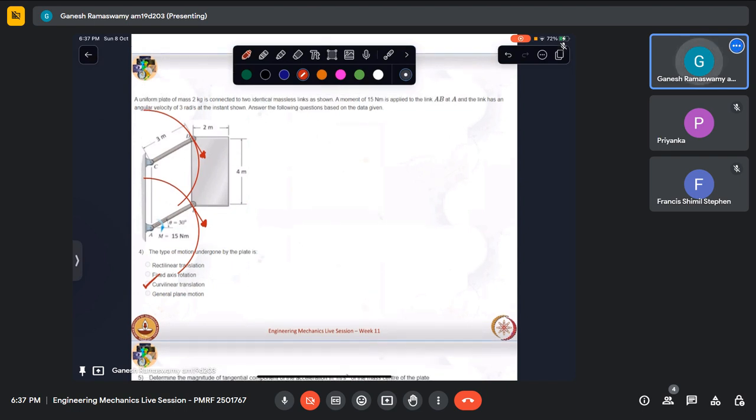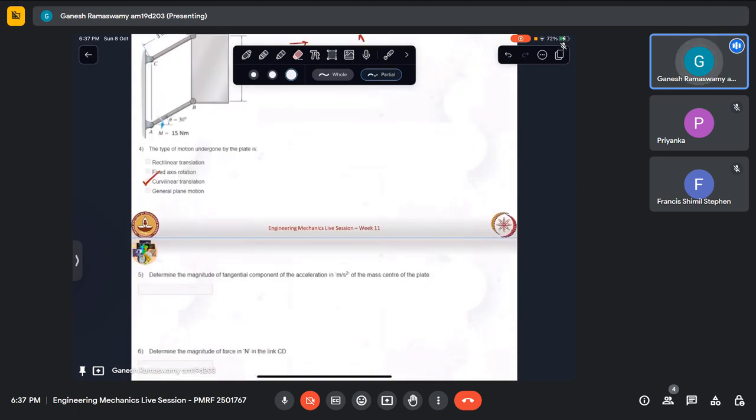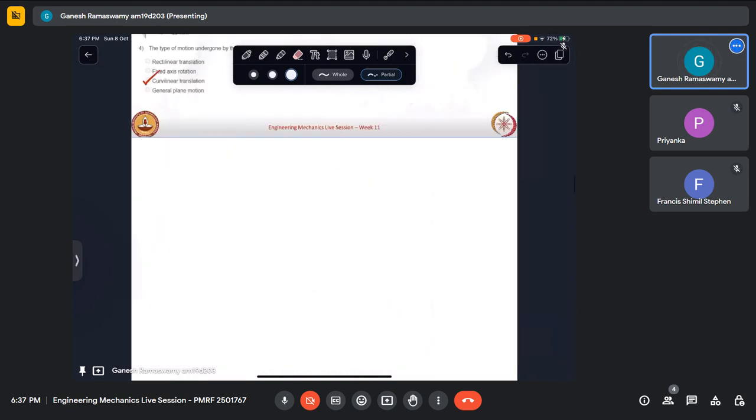Okay, so at this instant, what have we been given? That omega AB is nothing but 3. So it is clockwise, so it is minus 3 k cap. We have been given this. So the point B, we can see, I'll erase these so that the points become clear. Okay, so let us start by drawing the free body diagrams. So let me go to a page.